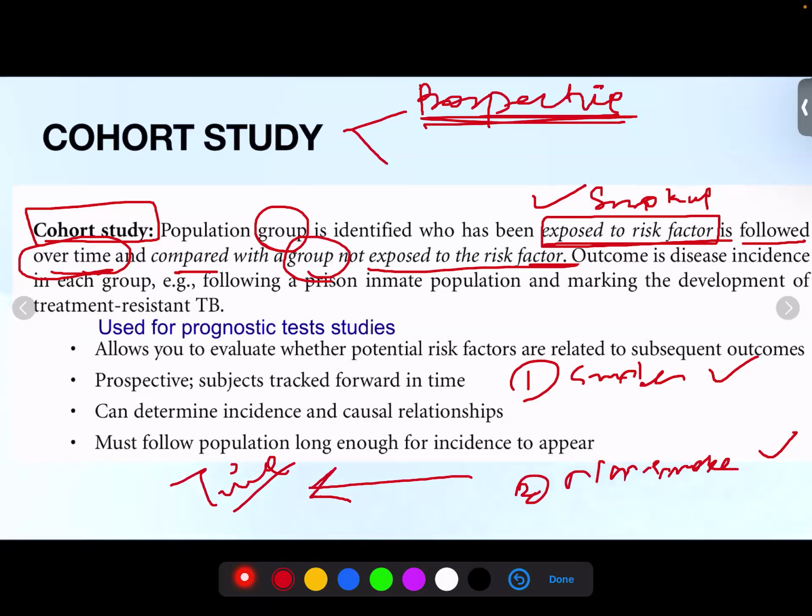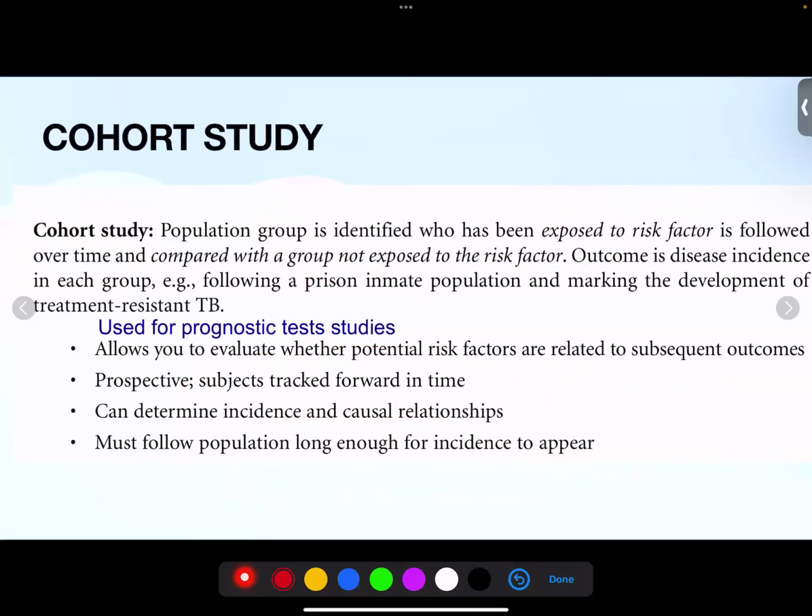And then you see how many individuals from this first group, smokers, develop the disease, and how many individuals from non-smokers are diagnosed with that disease. Okay, so this is how you take these individuals in a prospective way to see whether this risk factor causes the disease or not. So it is a time-taking and long study.